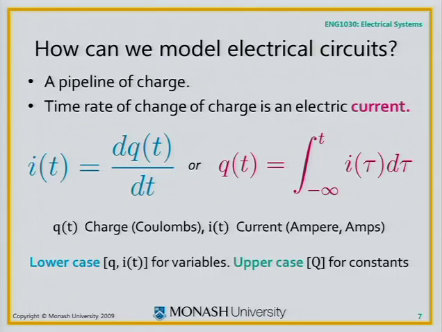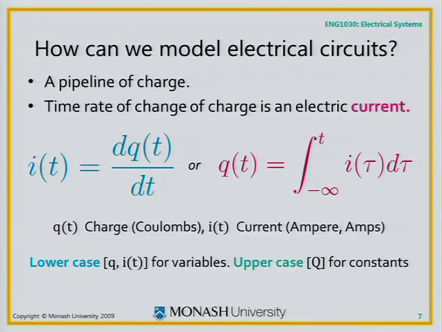So this flow of charge, which 2 or 3 people already mentioned right off the bat, is called current. So a pipeline of charge, the time rate of change of charge, is called the electric current. Usually I for current, and it's dq/dt for charge. So the time rate of change, or the derivative of charge with respect to time, is called the current. If you want to find out how much charge has gone past a certain point, you can integrate the current.